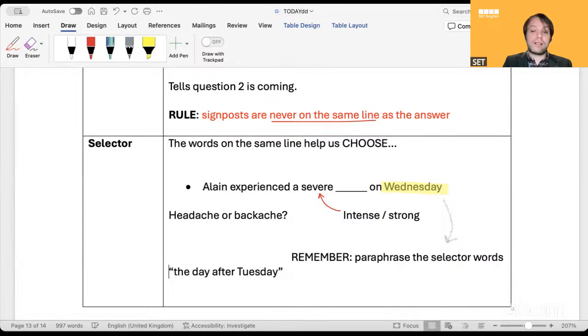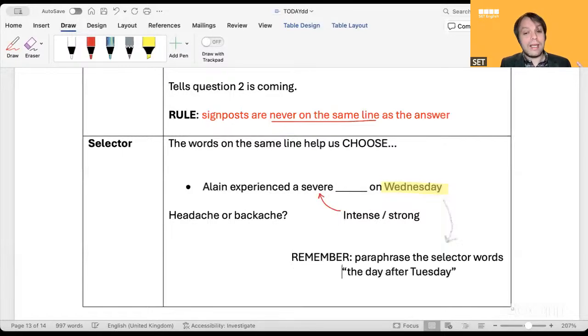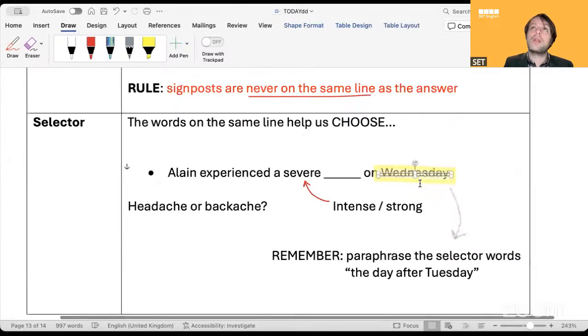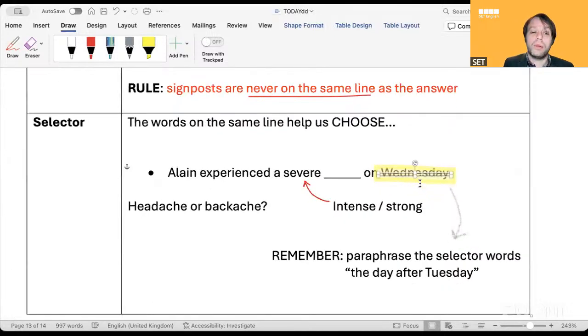Okay, we'll do another test. But remember, I'm going to paraphrase the selector word. So you've got to be thinking, okay, he might not say Wednesday. He might say something else. Okay, listen to this. 3, 2, 1.